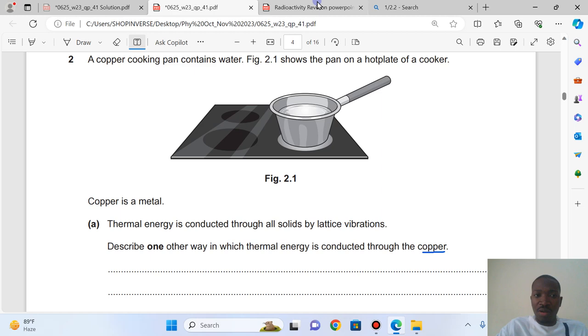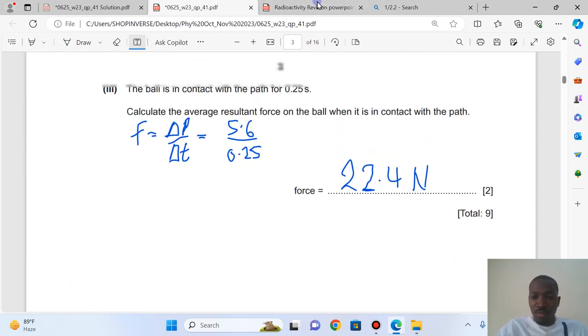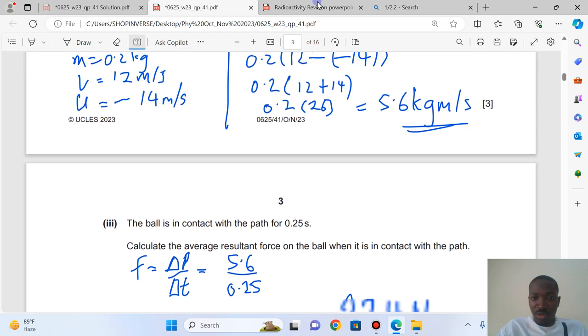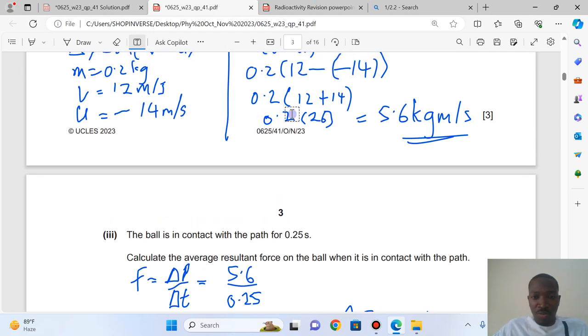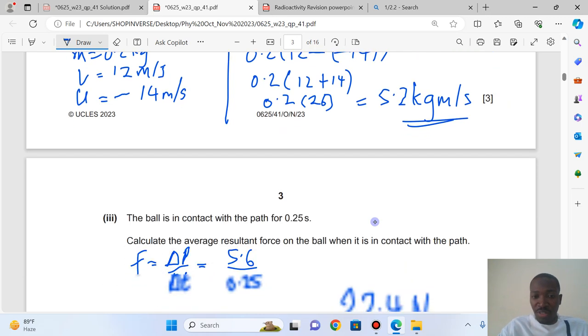Before we take question number two, my staff here just drew my attention to something. He said 0.2 multiplied by 26 is supposed to give 5.2. Sorry about that. We have to show that this is equal to 5.2. If you use your calculator to multiply this, you get 5.2. So I have to fix that now.